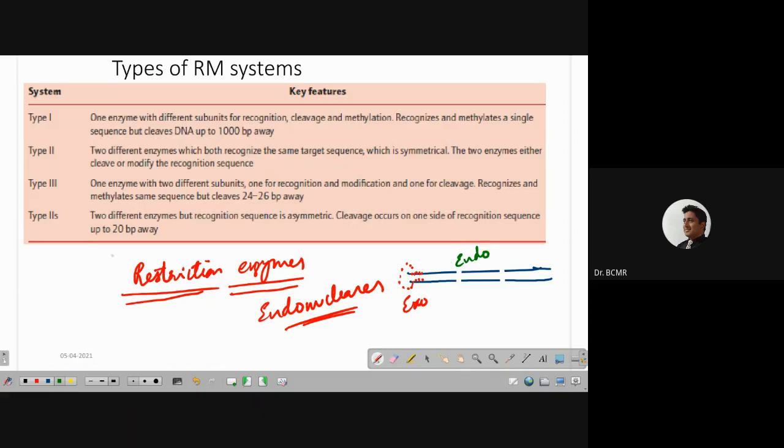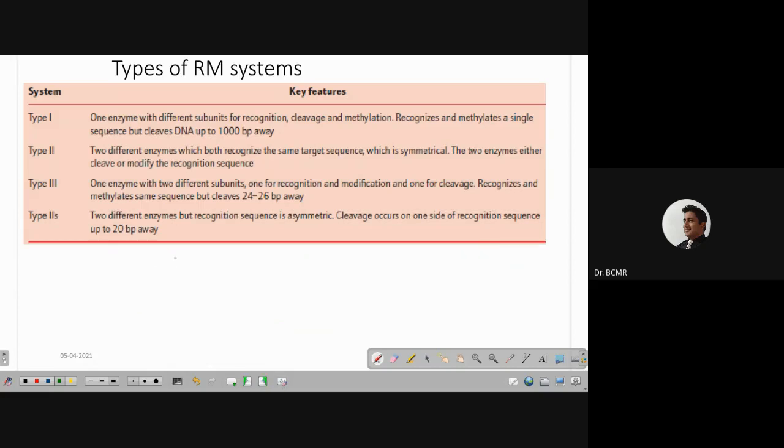So there are particular enzymes called restriction endonucleases, which have two properties. The properties are sequence specificity. Let me try out. So they are sequence specific. We will see in the coming slides. Sequence specific is one thing, and they are endonucleases.